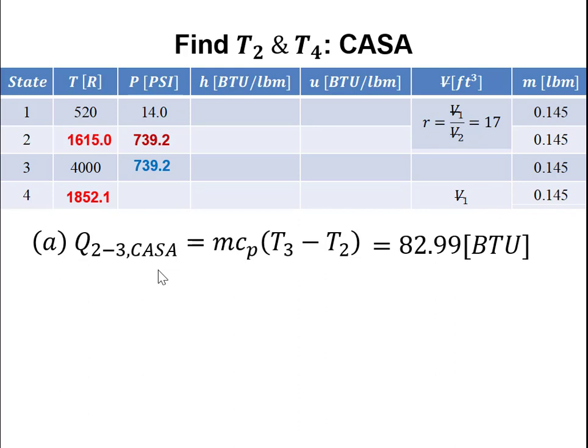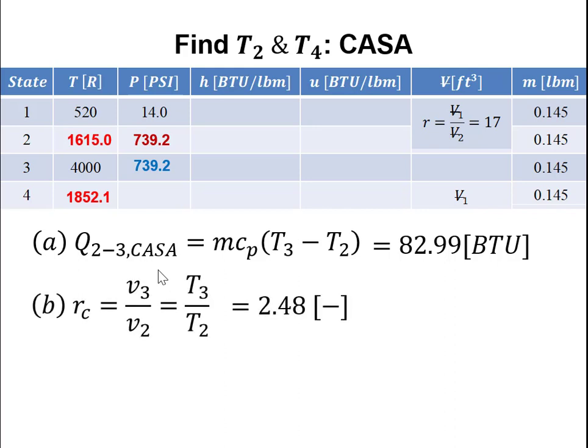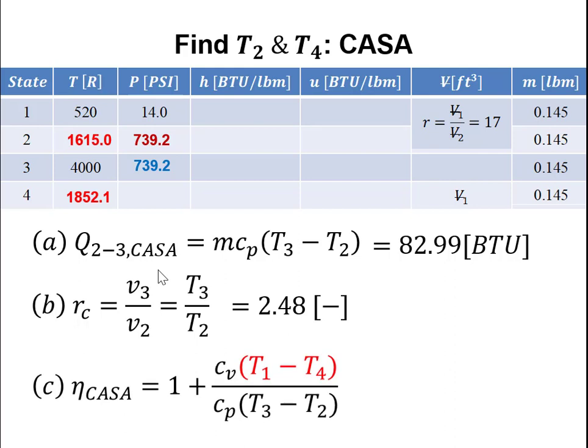So now if I want to find the heat addition, I can see that that's just about 83 BTUs. My cutoff ratio, I know, is just about 2.5. And my thermal efficiency is just about 0.6. So that concludes our diesel cycle example.